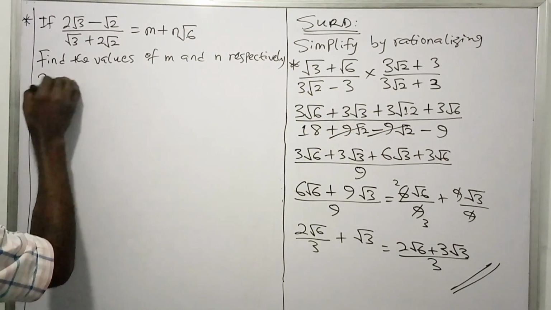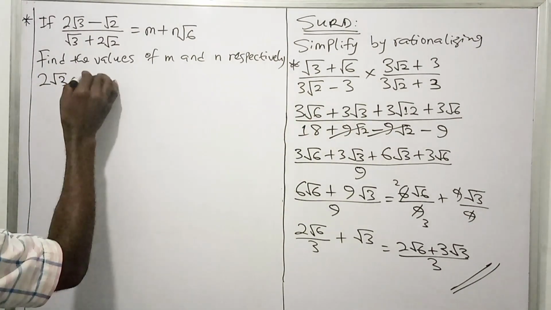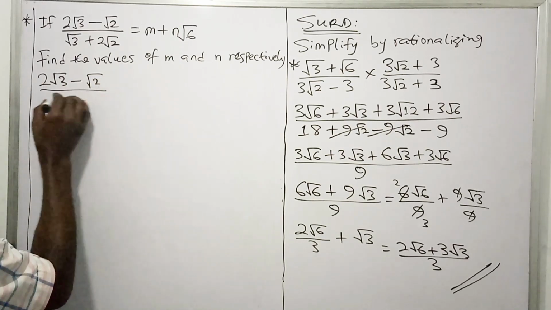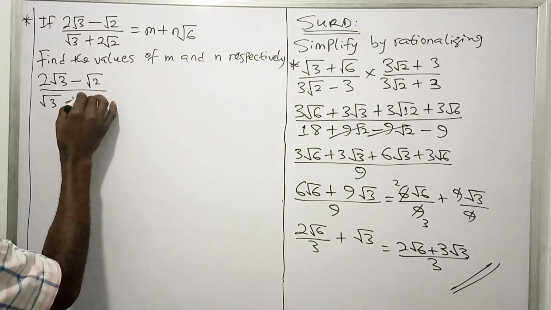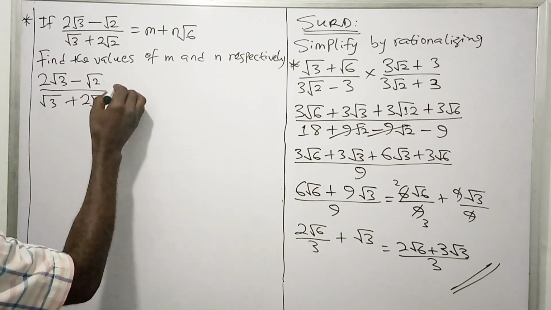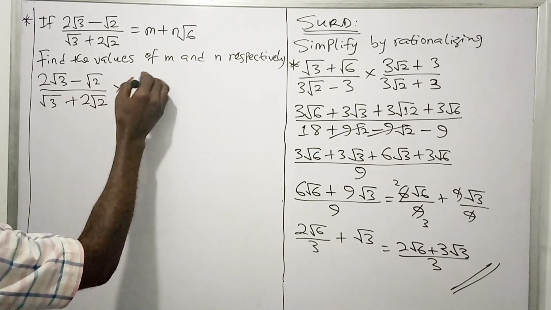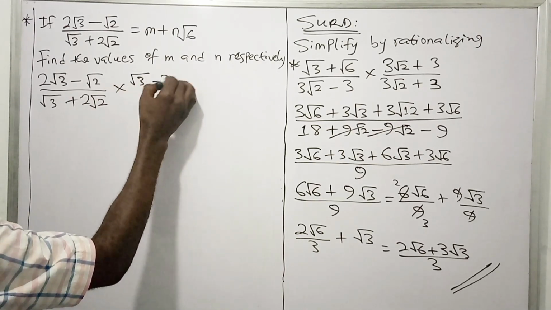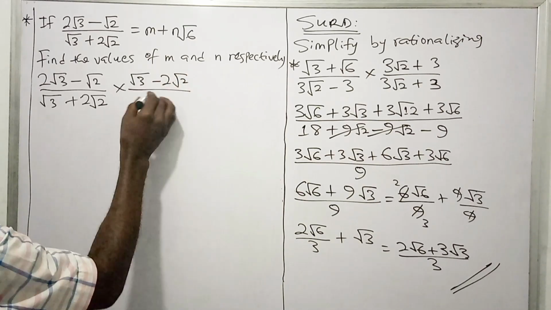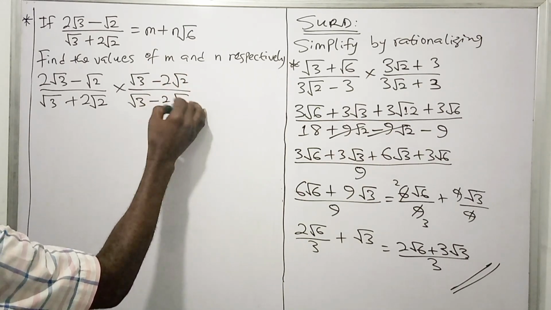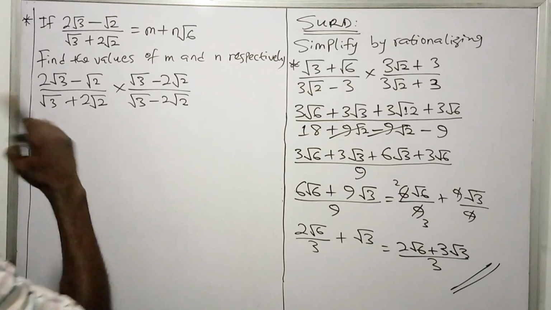So this gives us 2 root 3 minus root 2, over root 3 plus 2 root 2. So if we rationalize the denominator, that will give us root 3 minus 2 root 2, and same thing again, root 3 minus 2 root 2. Okay, now we expand.